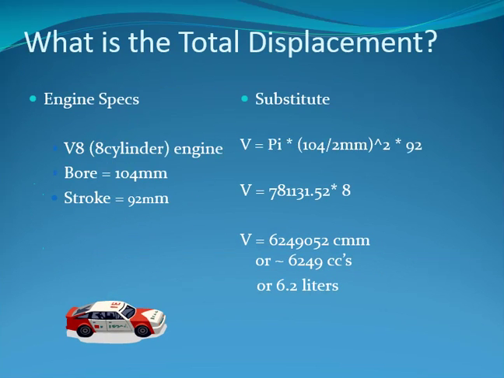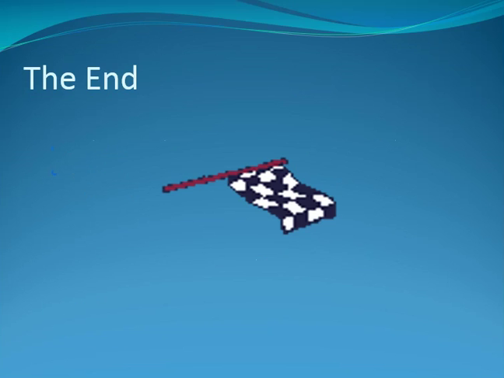So, coming back to our formula again and substituting this time a bore of 104 millimeters and a stroke of 92, we see that the total volume of this 8-cylinder engine is 781,131 times 8, or 6,249,052 cubic millimeters. Dividing by 1,000, we get 6,249 cubic centimeters, or 6.2 liters. And that's how we use geometry to solve a real-world problem.